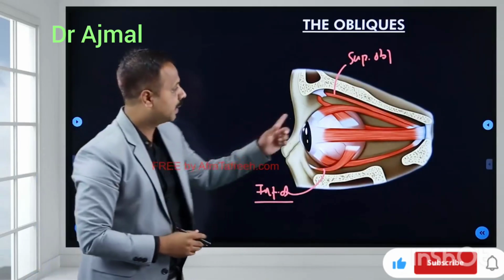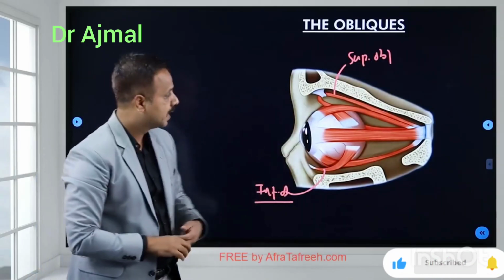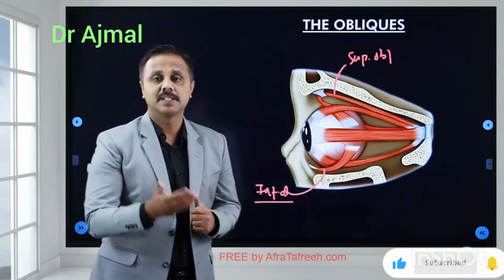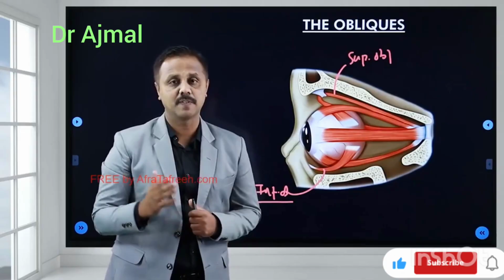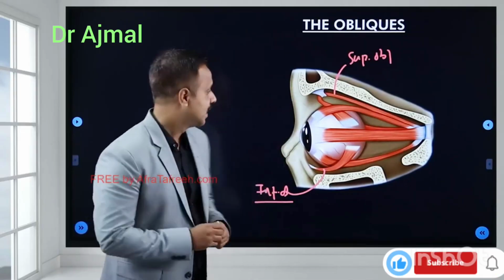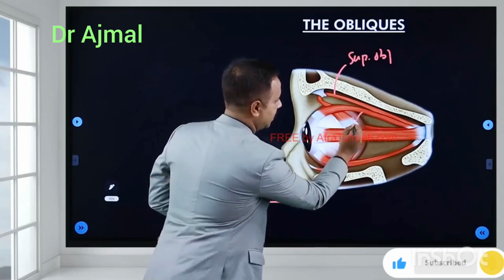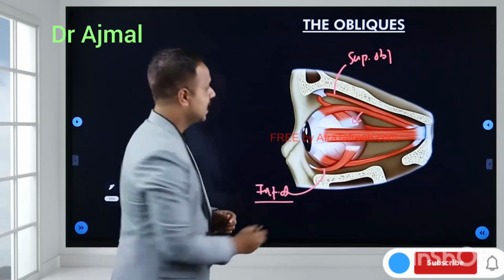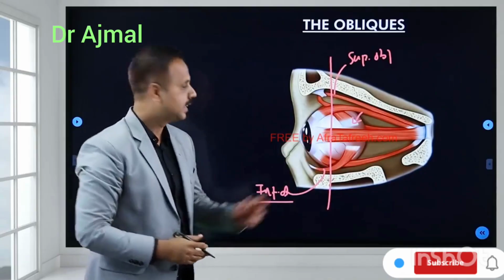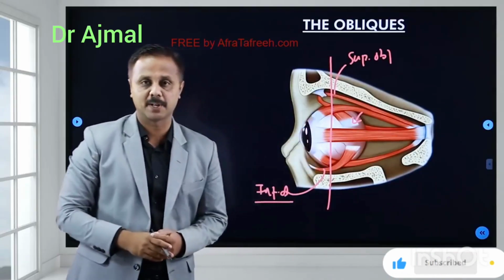Right? What about the attachment of these obliques? If you observe the origin of superior oblique, it is coming from the under surface of the lesser wing of sphenoid. That is the origin. Where is the insertion? The insertion is into the posterior part of the sclera behind the equator. Right? This is regarding the attachments of superior oblique.